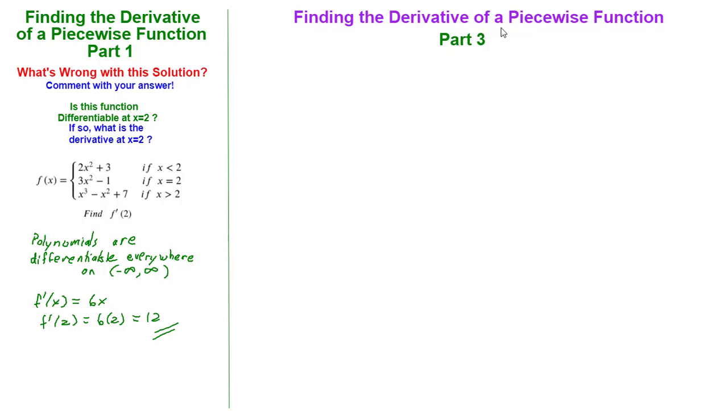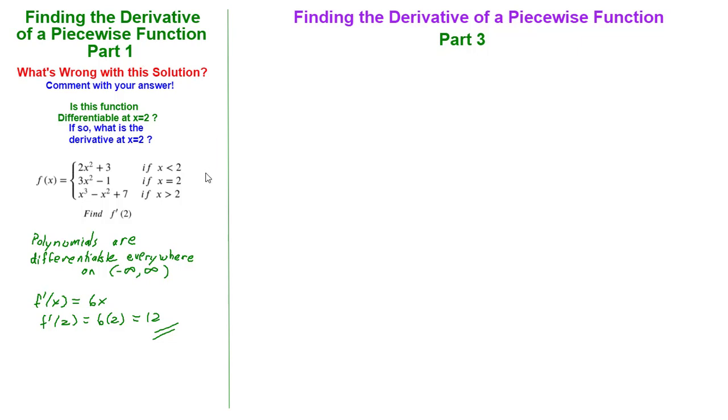Finding the derivative of a piecewise function, Part 3. In this part, we are going to go over the correct solutions from these calculus puzzles. So we had these two calculus puzzles, Part 1 and Part 2, where the procedure used was somewhere incorrect. And your objective was to find what was wrong with the solution.